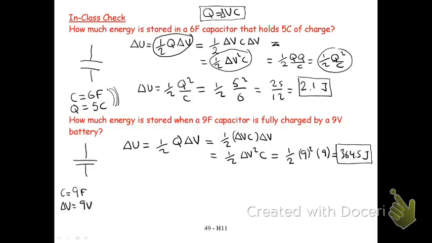And here's the second one. We were given C and delta V this time, so I went through the same process. I wrote down the one I knew, I substituted in, this is the one I want, and I substitute in. I'm sorry, I have 9 volts and 9 farads. I don't usually double up like that.